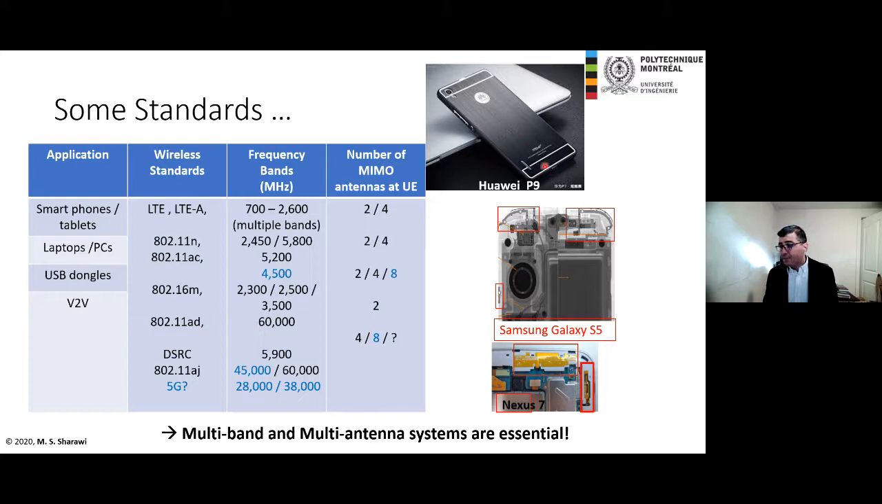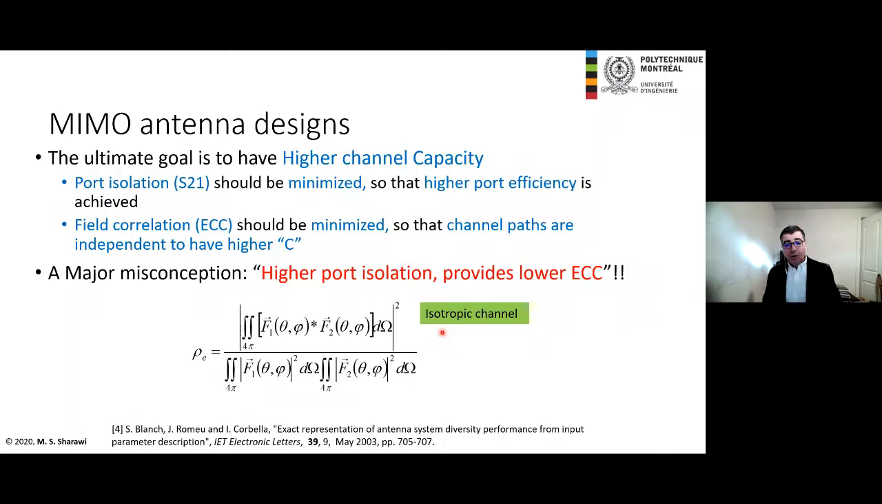Here are some examples of multi-antenna systems. These are a little bit old, like the Huawei P9 and the Galaxy S5, but the idea is the same nowadays. We are still using multi-element, multi-band based antenna systems on the edges of the phone to be able to establish the MIMO connections. Now, since we saw already with that initial study the effect of coupling and the effect of field correlation, we want to go back and come up with some recommendations. How are we going to tackle these two issues when we design our next MIMO antenna system?